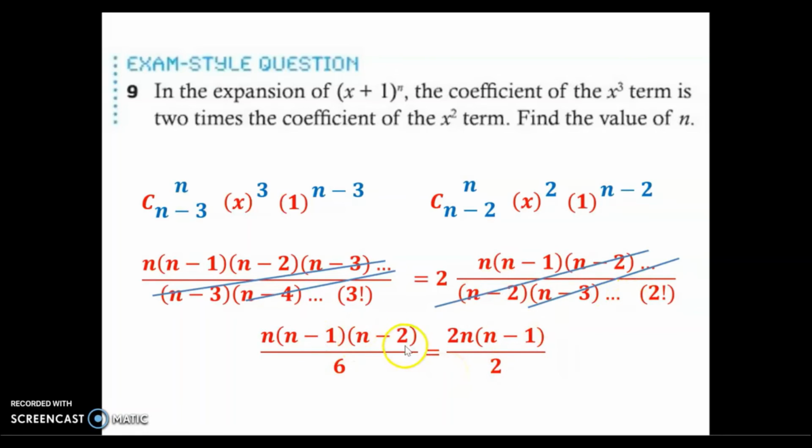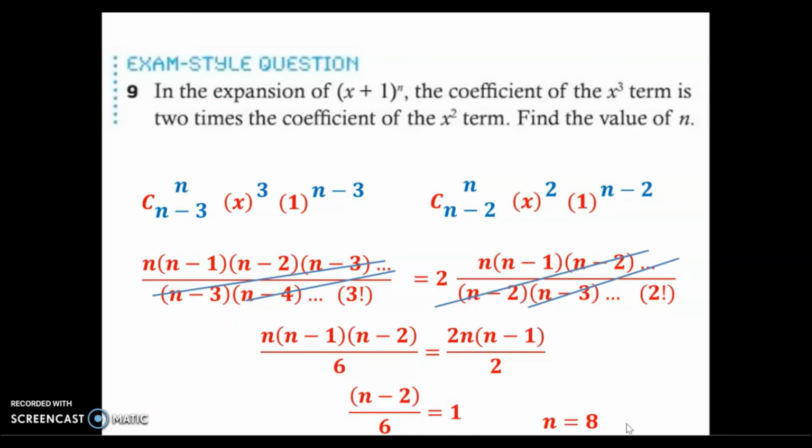So try it out. What can you do? Can you see anything else that cancels here? I see n times n minus 1 over here, and also here. So you can just cancel those. Now, if I cancel n and n minus 1 here and here, I'm left with just n minus 2 here over 6, and over here, just 2 over 2, which is 1. Solve this for n, we have 8.